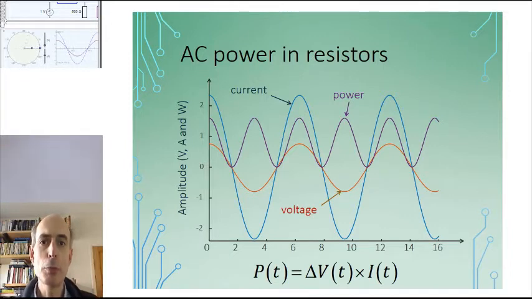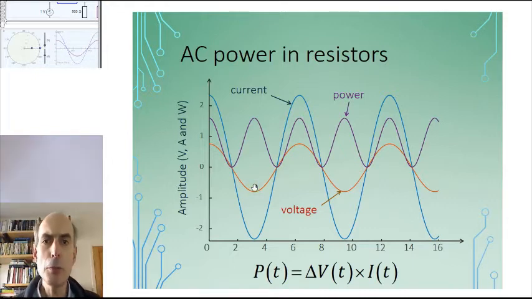So, if we were to plot the voltage across a resistor and the current through a resistor, when the voltage is sinusoidal, we would get curves like this. A sinusoidal voltage here, a sinusoidal current, which is always proportional to the voltage. So when the voltage is negative, the current is negative. When the voltage is positive, the current is positive as well.